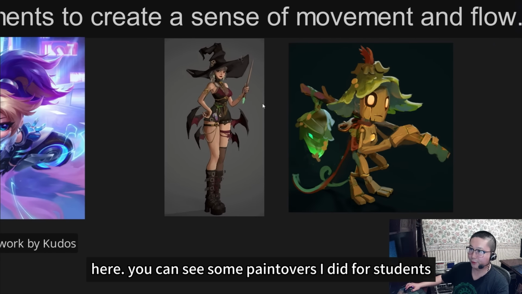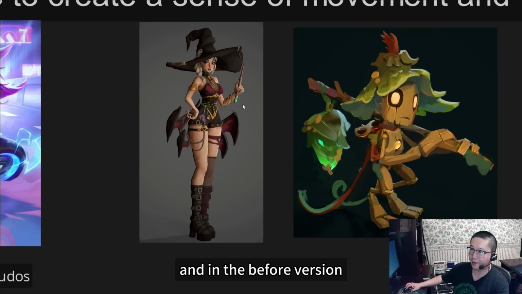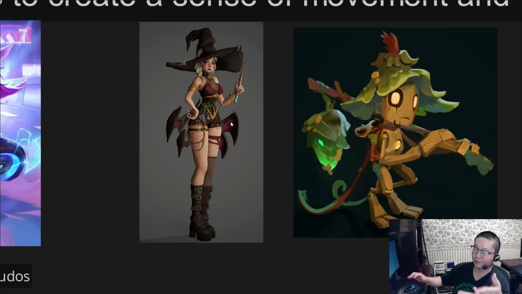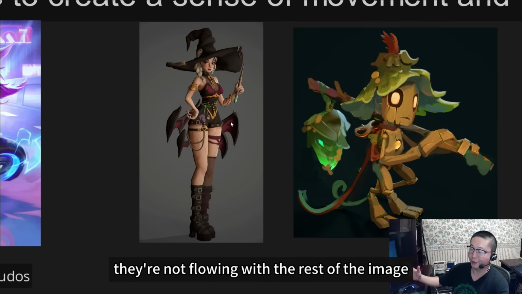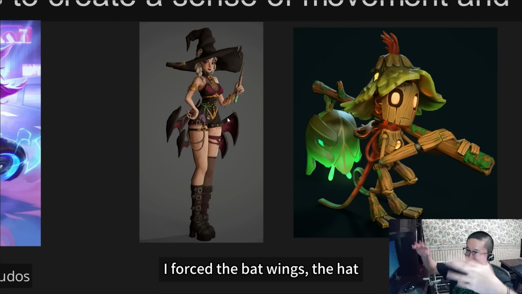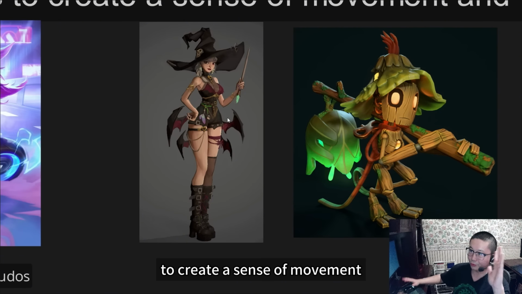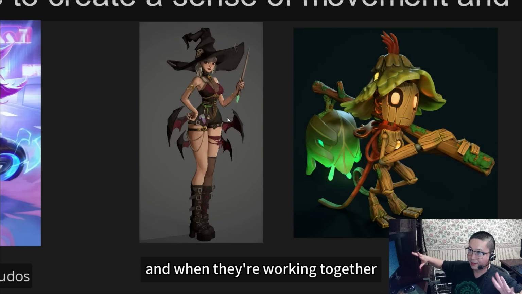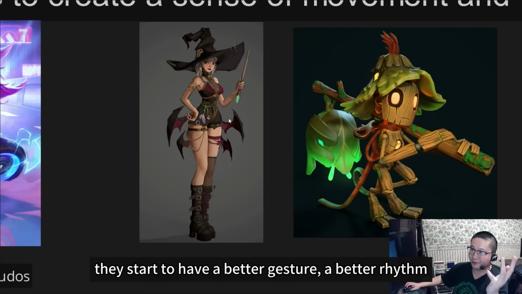Here you can see some paint overs I did for students. And in the before version, some of the shapes are just doing their own thing. They're not flowing with the rest of the image. And in my paint over, I forced the bat wings, the hat, to create a sense of movement. And when they're working together, they start to have a better gesture, a better rhythm.